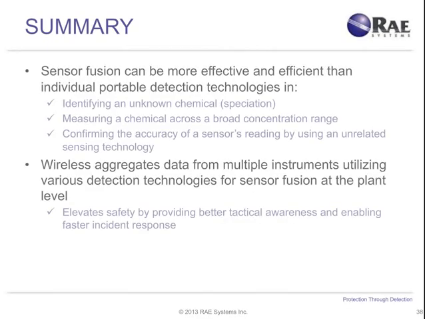So in summary, what we looked at today is how combining different detection technologies, how using sensor fusion, can be more effective and more efficient than using individual portable detection technologies in isolation when you face the need to identify an unknown chemical, to measure it across the concentration range, and to confirm the accuracy of the readings obtained by one detection technology with an independent other detection technology.